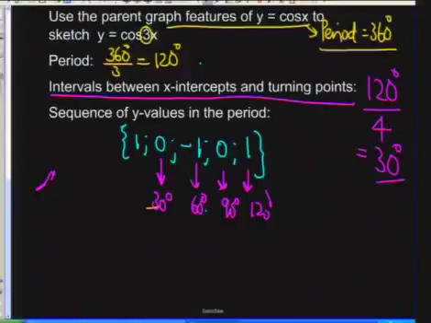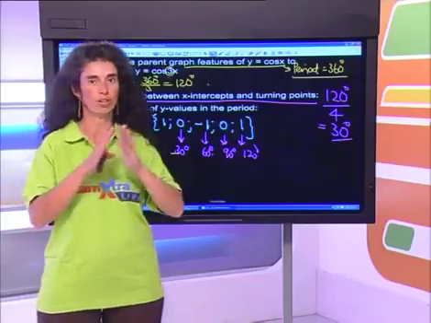I want my new period by dividing the parent period by the coefficient of the angle. I want then to establish what is the interval between my x-intercepts and my turning points, and I want to then adjust my sequence of y values to fit into that period. And once you've got that, you can go to the graph.